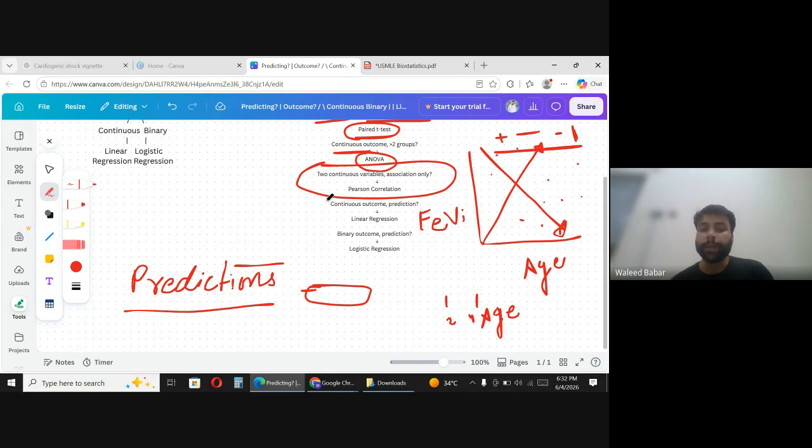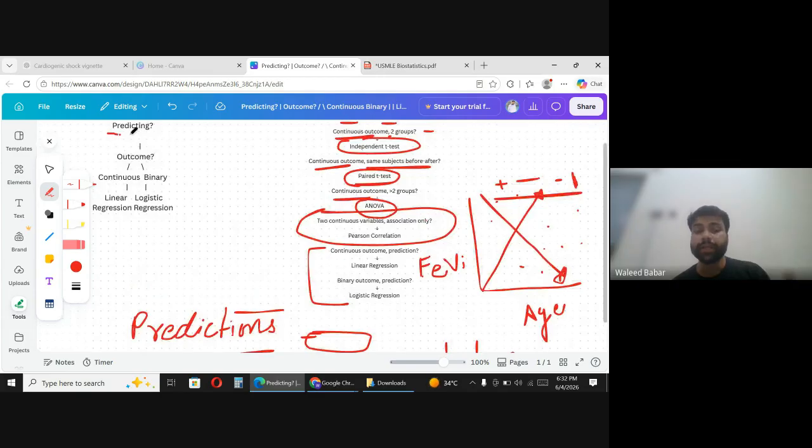Next are the prediction tests. These tests are used when you have to predict an outcome. Your next question should be whether the outcome is continuous or binary. If the outcome you are going to predict, which is also called the dependent variable, is continuous, you apply linear regression. And if your dependent variable is binary or categorical, you apply logistic regression. That's a very simple explanation. If you approach these statistical test questions in this streamlined, strategic way, I'm damn sure you are going to mark the correct answer.